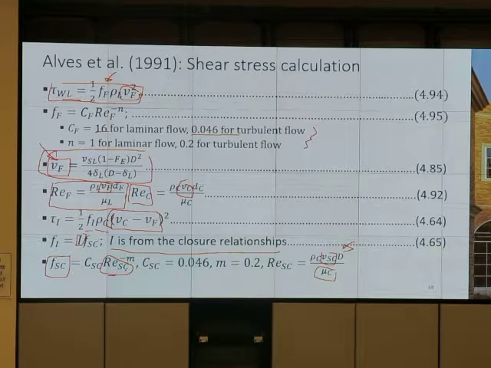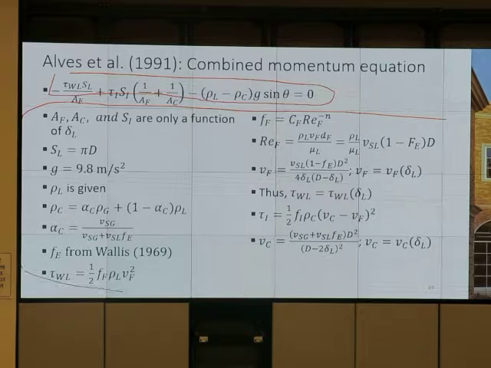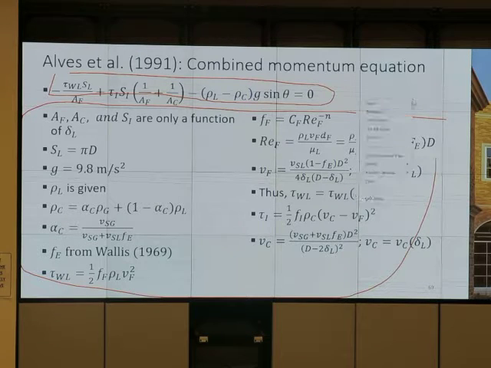Let me ask you this question. Why do we have capital D instead of D sub F or D sub C? It's kind of the superficial thing, right? So it's based on the total cross-section area. Alright. Look at the combined momentum equation again. Basically this slide gives the expression for every term.